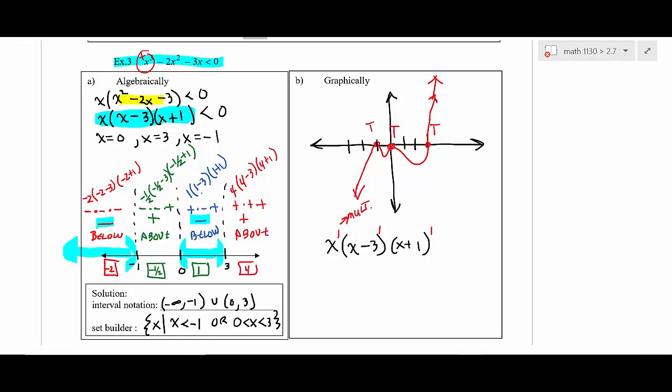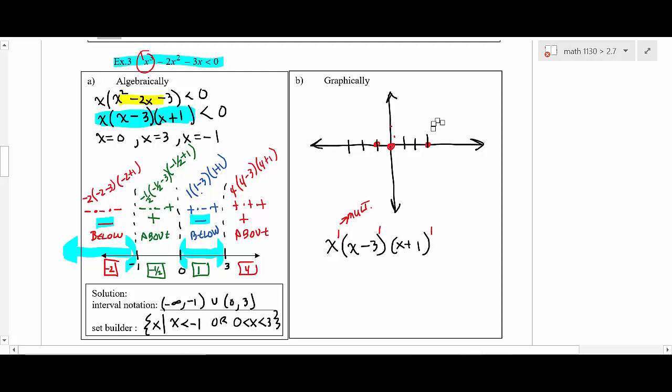Okay, if the multiplicity is odd, you cross. If the multiplicity is even, you touch. Okay, well, I bailed myself out because I caught my mistake, because it didn't make any sense. Sorry about that. I should have caught that and been more careful about that. My apologies. Okay, so let me start this again.